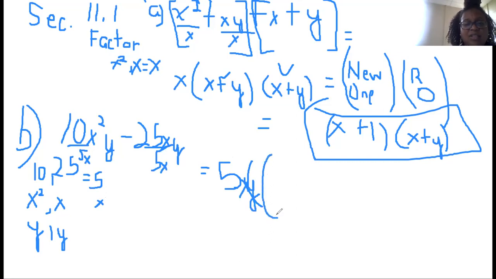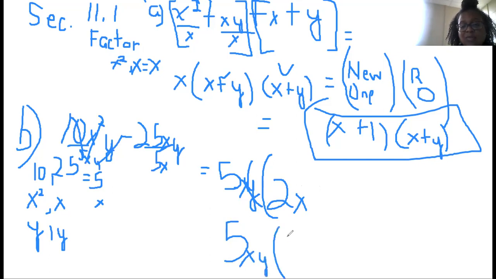And I'll do another parentheses here. So what do I understand? Well, if I divide 5 into 10, that leaves me with 2. That goes in the parentheses. Here, applying the quotient rule to x and x squared, I'm left with an x. And then here, when I pull out a y, that does cancel out. So we have 5xy times 2x. Okay, let's continue the process.